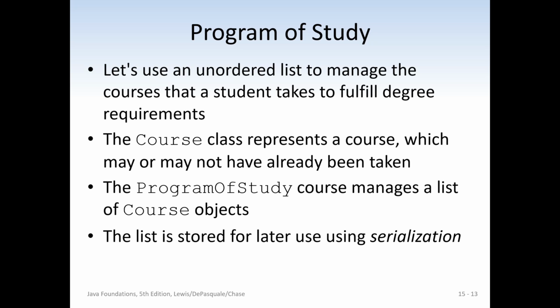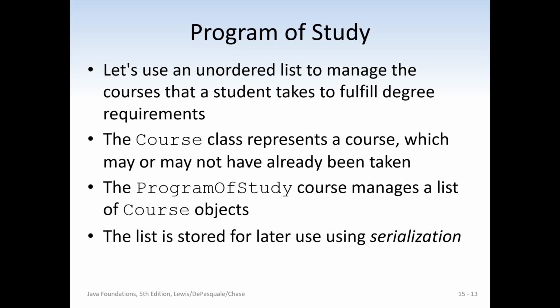Hi guys. So we're going to look at an example today of how we can use an unmanaged, unordered list to manage courses that a student takes to fill degree requirements. So this is going to be an example of how you can use lists. We're going to have a course class that represents a course which may or may not have already been taken, and a program of study class that manages a list of course objects.